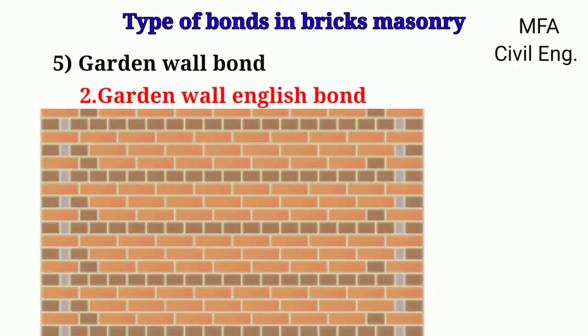In garden wall English bond, a header course is provided only after 3 to 5 stretcher courses. A queen closer is provided in each course next to the queen header so as to have the necessary lap. Queen headers are provided in a stretcher course alternately.